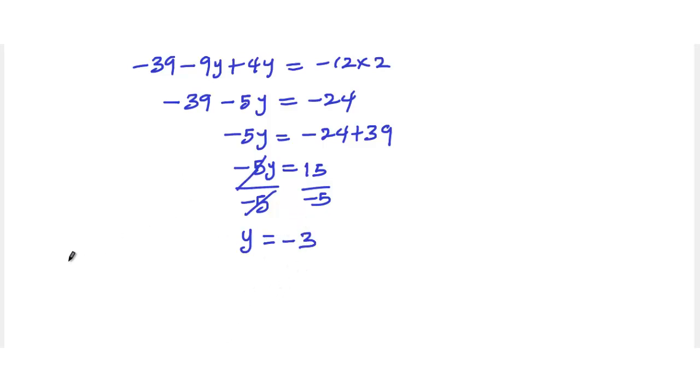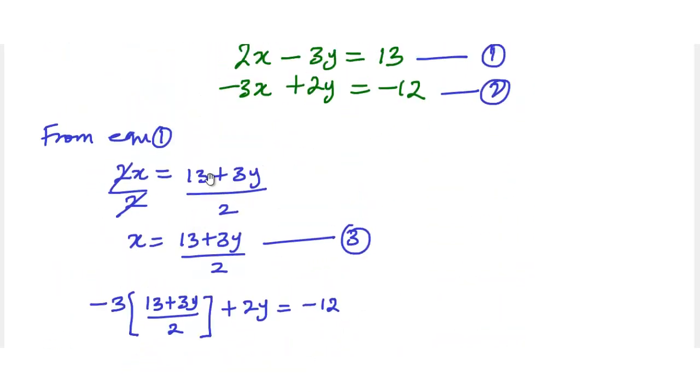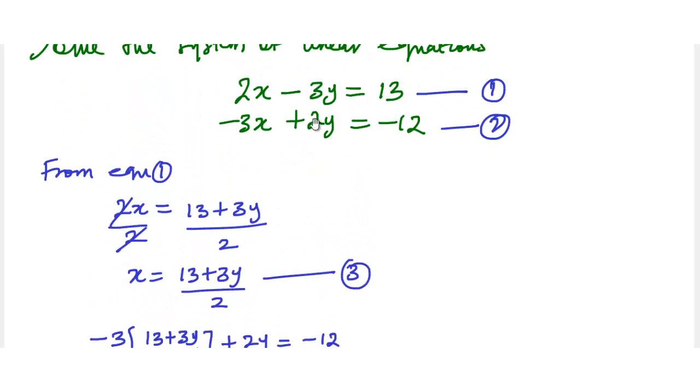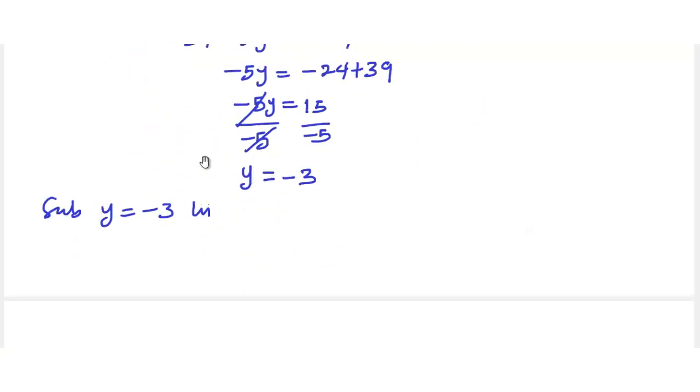So all we just need to do is to substitute y, which is equal to minus 3, in. It's easier for us to substitute it in equation 3. Why? Because equation 3 is an extension of equation 1. It's just that we simplified equation 1, and x has already been made the subject of the formula. And in equation 3, we have x is equal to 13 plus 3y over 2.